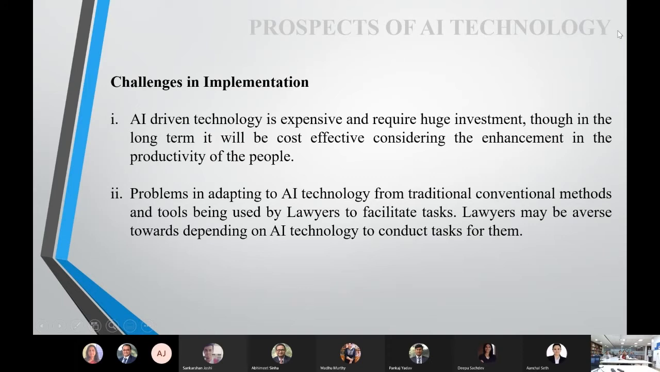because as we all know as lawyers if you are using the traditional set of tools and going by the conventional method, then suddenly if you have to switch over to something, so it requires to be trained in technology and to be adapting yourself to the new change. So these are some challenges which needs to be taken care of.